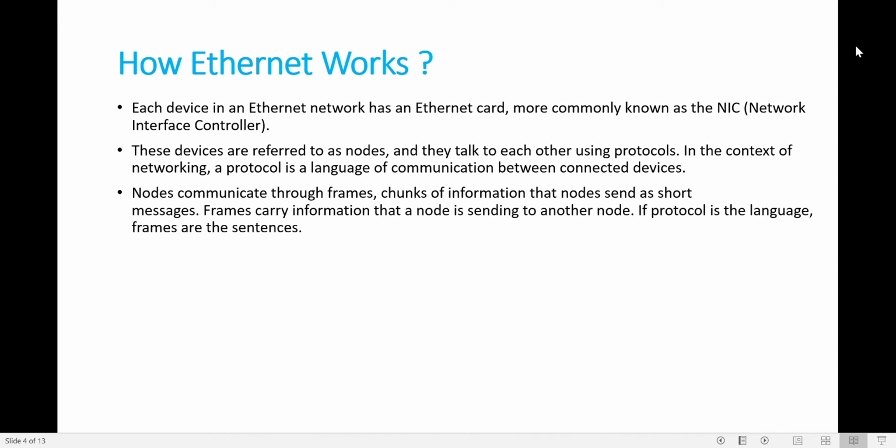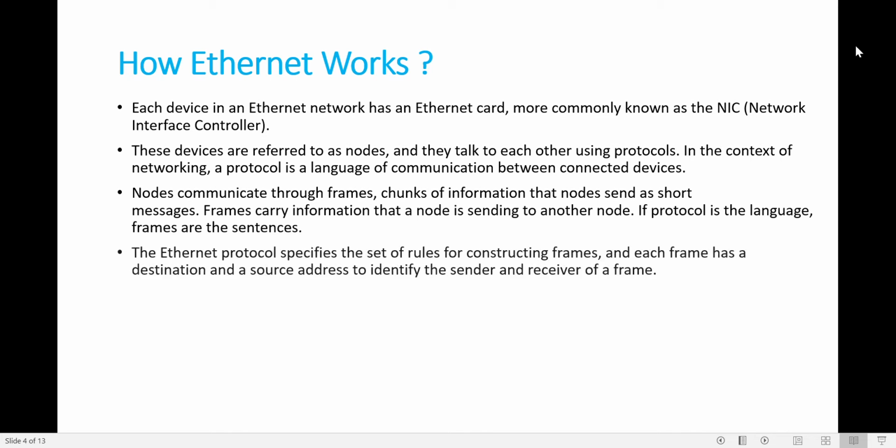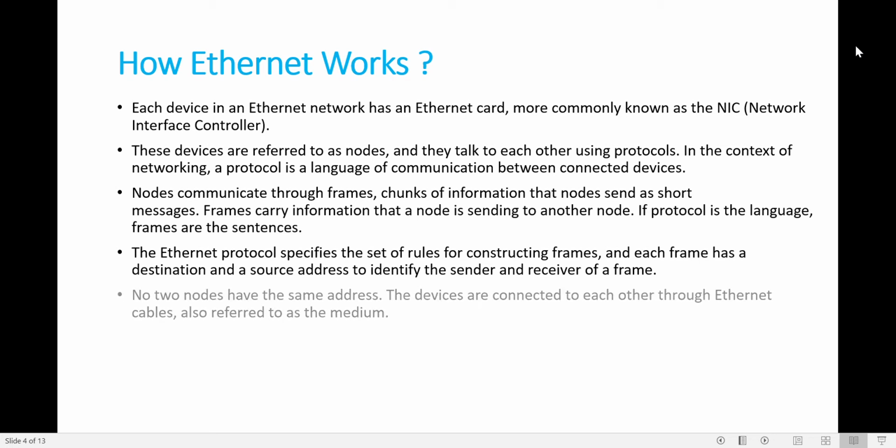Nodes communicate through frames, which is a chunk of information, and a node sends that as a short message. Frames carry information that a node is sending to another node. If protocol is a language, frames are the sentences. The Ethernet protocol specifies a set of rules for constructing frames, and each frame has a destination and a source address to identify the sender and receiver of a frame. No two nodes have the same address.